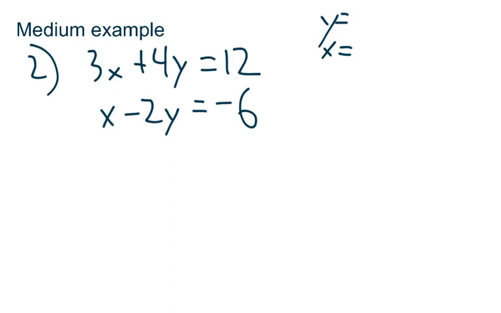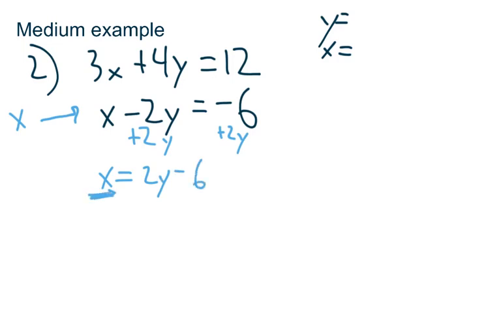And so what you have to do is train your eye how to look at this problem, which one maybe is the best one to solve and which variable is the easiest to solve for. And what my eye sees is that that's the equation we want, and I want to solve for x. Because all I have to do is add 2y to both sides, and I get x equals 2y minus 6. Now I have x equals all by itself.